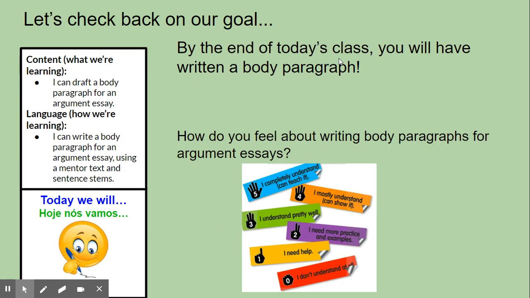All right, so our goal for today was to write a body paragraph for our research-based argument essay, and you should have one. Good work today.